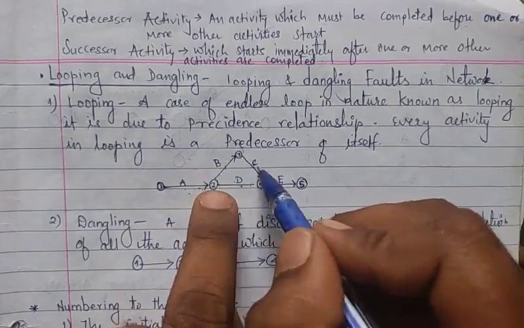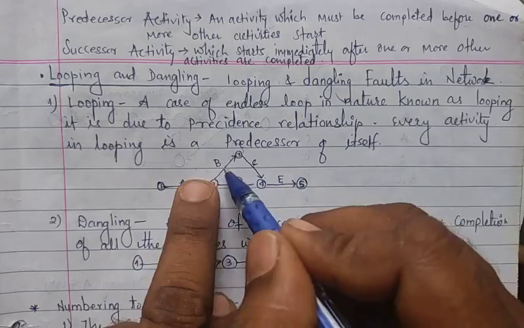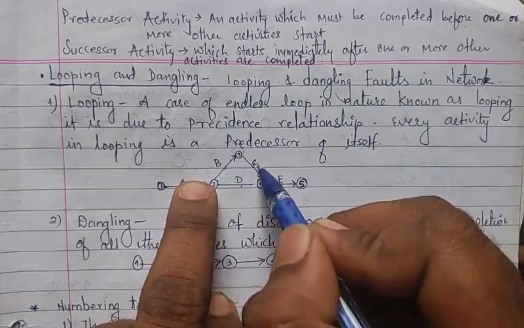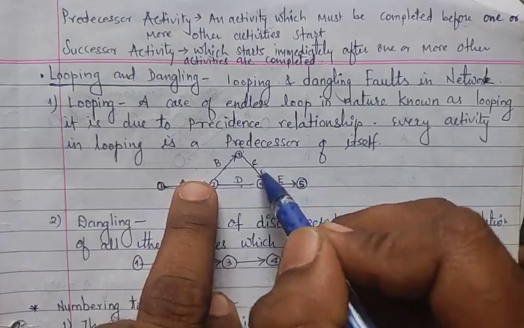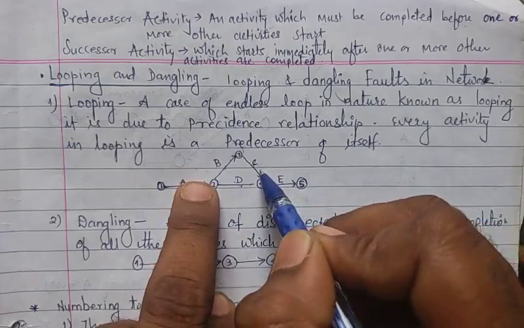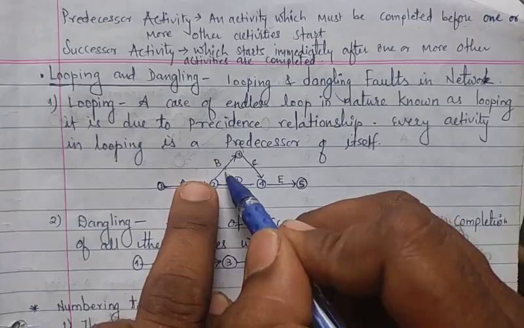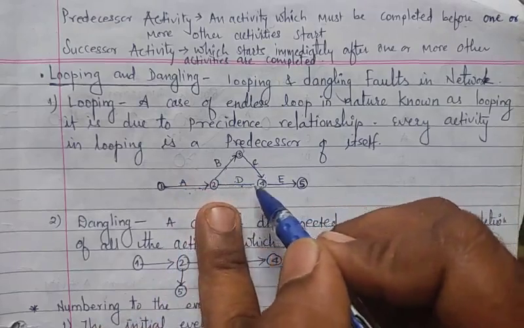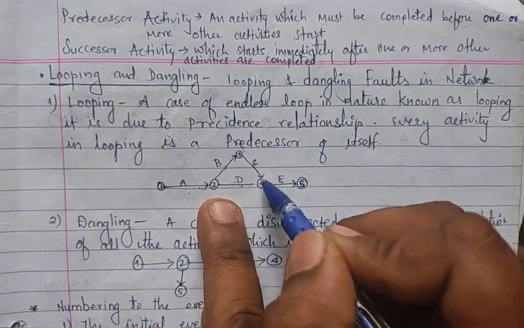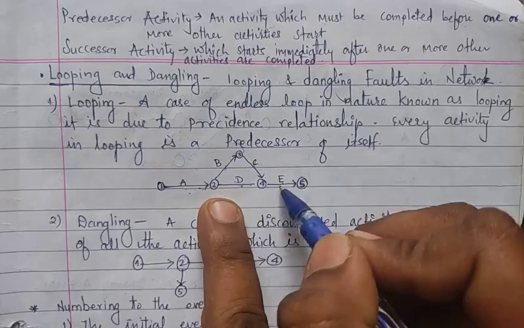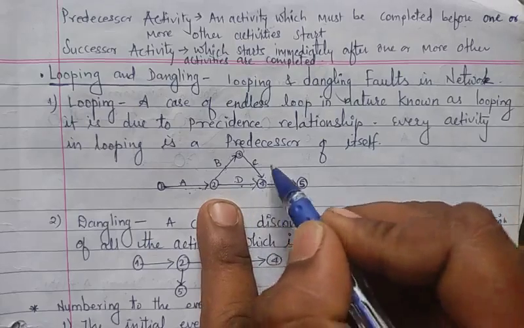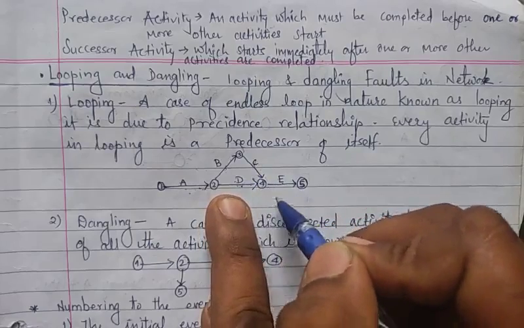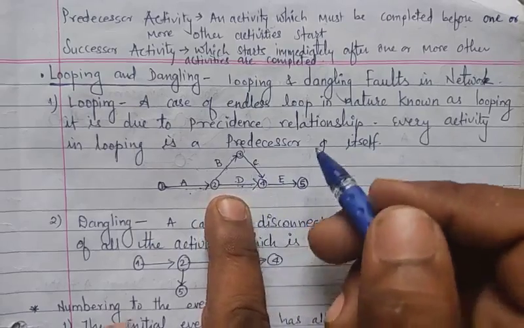Now if we consider these two activities B and C, the first activity is B and the second activity is C. After completing the first activity, it starts the second activity C. Therefore B is the predecessor activity and C is the successor activity between these two. Now again, if we consider these three activities C, D and E, here C and D are the predecessor activities and E is the successor activity of C and D.